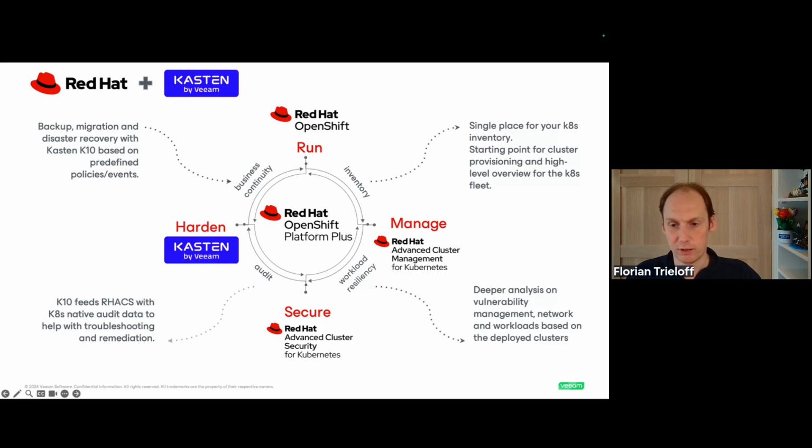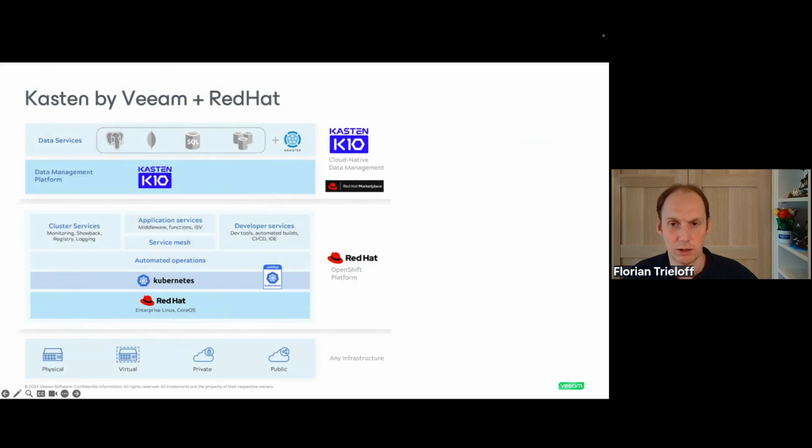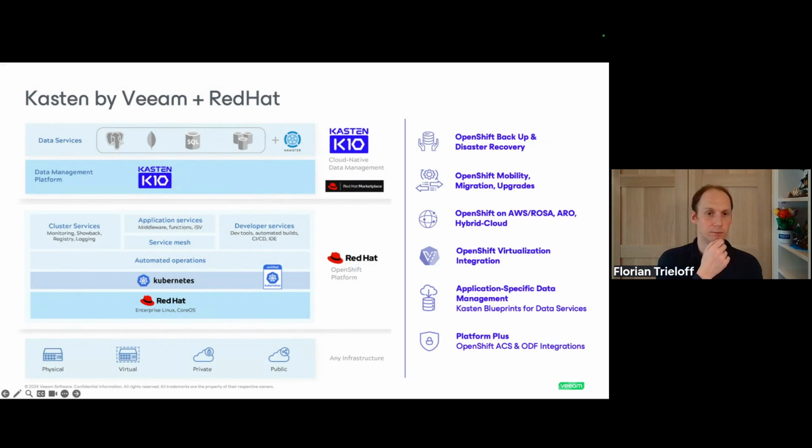There's one special thing about Red Hat today. You might have seen this on one slide here. You can now run virtual machines on Red Hat OpenShift. It's called KubeVirt or Red Hat OpenShift Virtualization. And we can also protect these VMs running on Kubernetes.